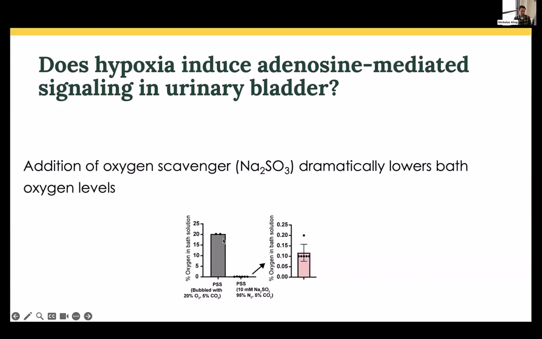So you bubble with 20% oxygen. The solution that hits the bladder is also 20% oxygen, so pretty much right with that. And then when you bubble with nitrogen and CO2 to maintain pH, we see 0.1, 0.2% oxygen in the bath. And this corresponds to about 150 millimeters of mercury partial pressure of oxygen and about 1 millimeter mercury partial pressure of oxygen. So pretty extreme hypoxia, but it was a nice way to test mechanisms, we felt.